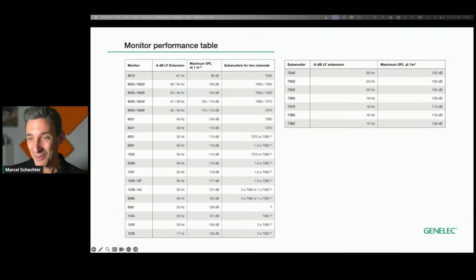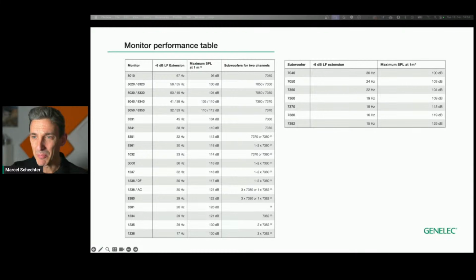And you can then, of course, make use of our knowledge. But if you want to check out a few things on your own, this is also possible with the monitor setup guide, because we included a monitor performance table that just shows you the most important facts. For example, how low does the speaker play? How loud does it play? And then a recommended sub for stereo playback.